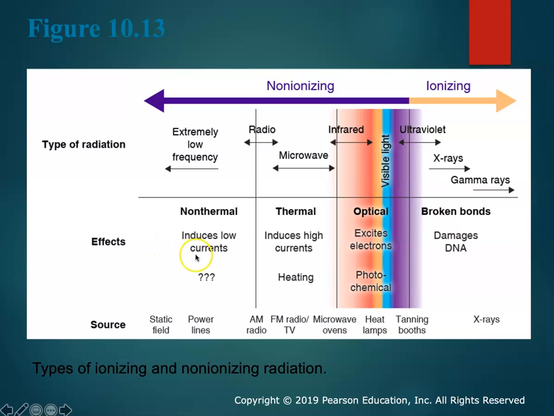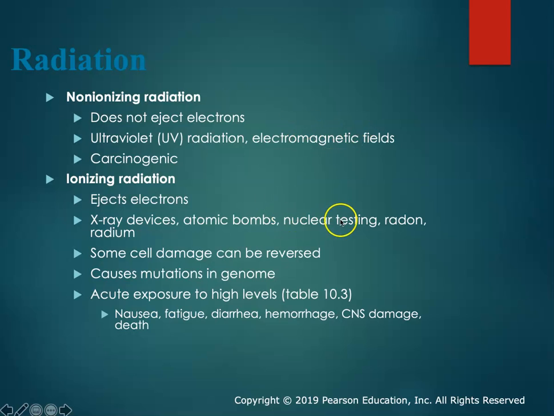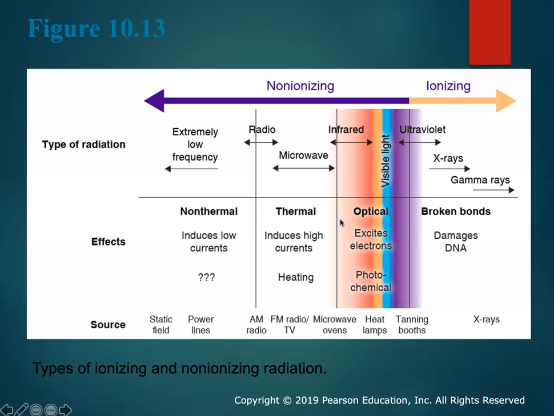This next figure here, this 10.13, is showing you a couple things: different types of ionizing versus non-ionizing radiation in terms of effects. So when you're talking about ionizing, this is where you're going to see DNA damage. And if you're talking about atomic bombs and things like that, really high levels of exposure, it's going to lead to very serious effects, and that is shown in that table 10.3 that I was referring to.